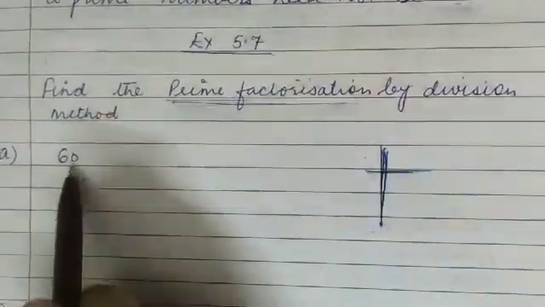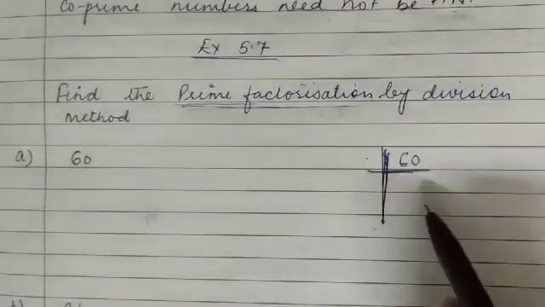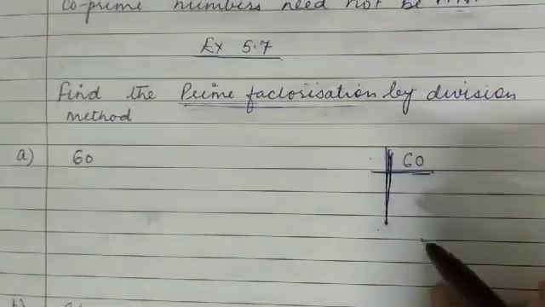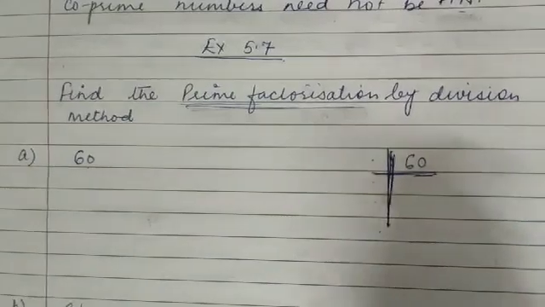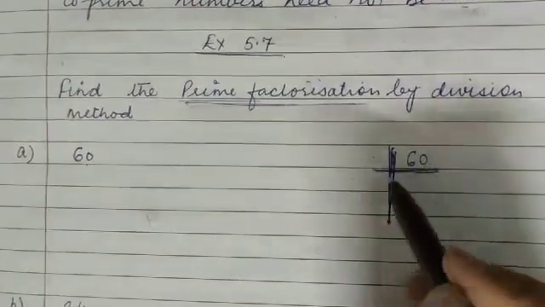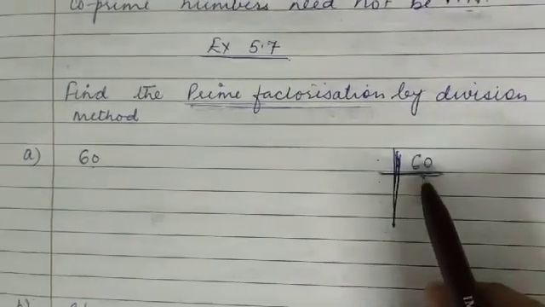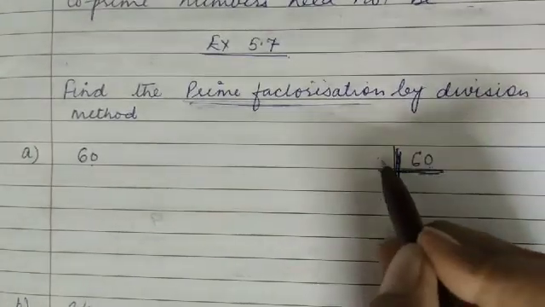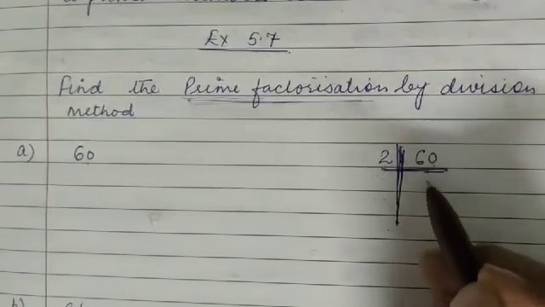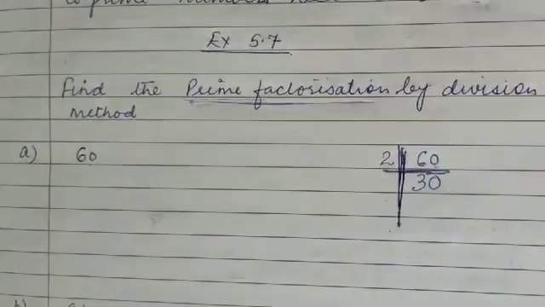So this is 60. We'll write 60 and do short division. Which is the smallest prime number? 2. We'll start with 2. Here you can use the test of divisibility I just taught you. 60 divided by 2: because the last digit is 0, it is an even number, so it can be divisible by 2. So we'll divide it by 2. 2 3s are 6 and 2 zeros are 0.